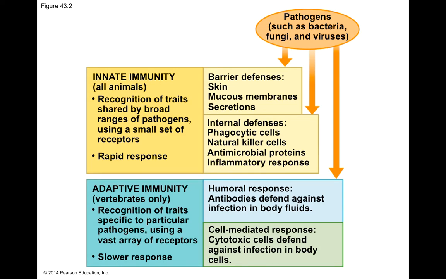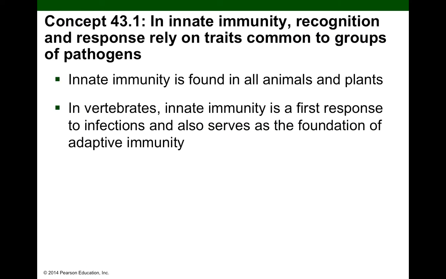There are 2 types of immune defense found in animals. The first is innate immunity, which all animals have. This is a nonspecific, rapid response. The second is called adaptive or acquired immunity, which is only found in vertebrates. This is a more specific type of defense that takes time to develop and will be discussed in the next 2 episodes. So let's start discussing the innate immune system.